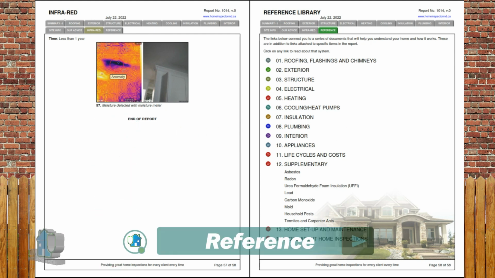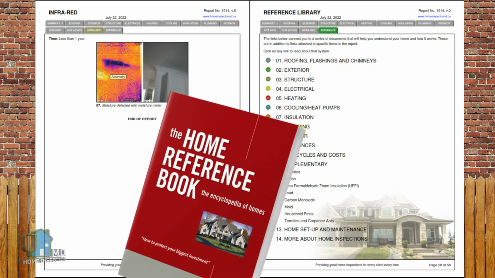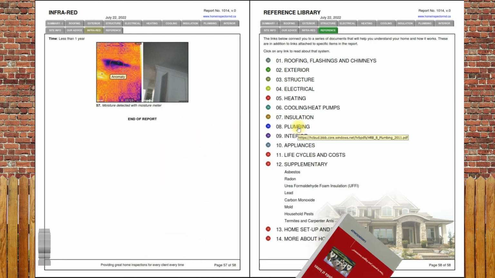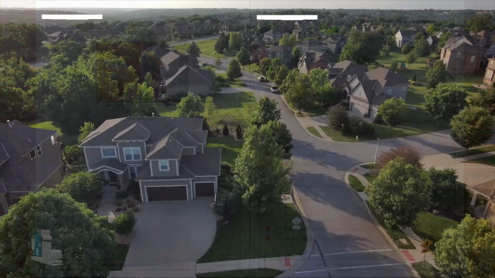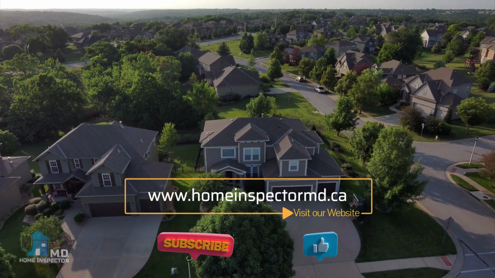At the end, we include a reference library. This library is an online home maintenance tool that has tons of useful information, great for first-time home buyers. Just click on the section you want and it will take you to the PDF file. That concludes our look at a typical home inspection report.